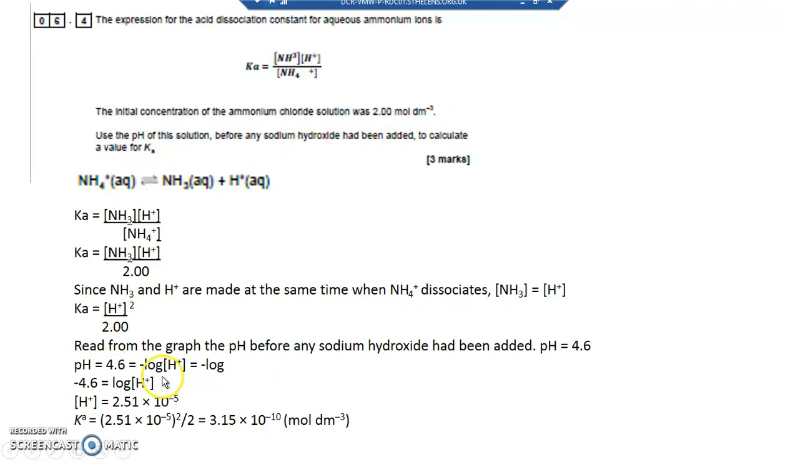So I worked out that I must be reading from the graph to find the H+ concentration in this reaction here, before any sodium hydroxide had been added.